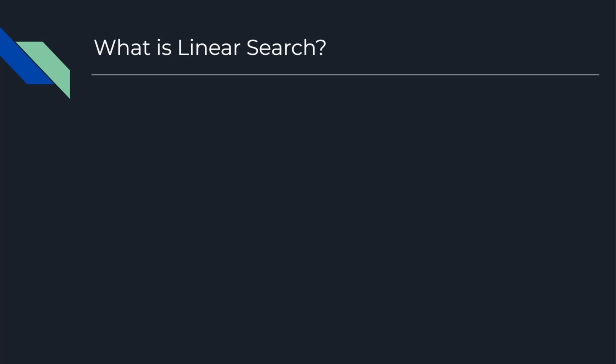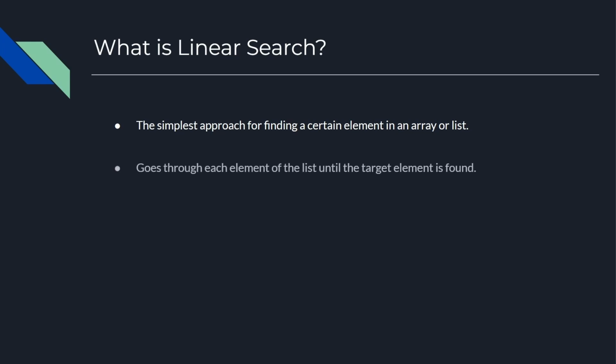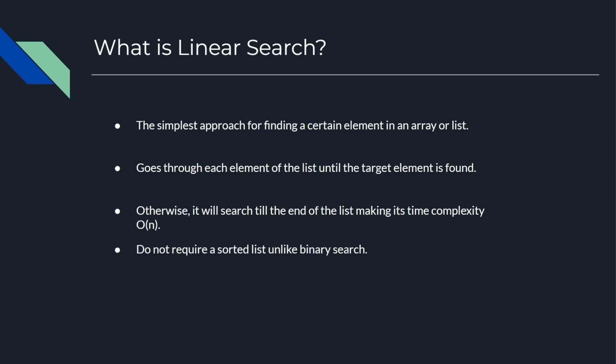So what exactly is linear search? It is the simplest searching algorithm that is both useful and fundamental. It is a search algorithm that checks each element in a list sequentially one by one until it finds the target value or reaches the end of the list. If the target exists, it returns the index of that value. If not, it will return -1. And linear search doesn't need a sorted list unlike binary search.